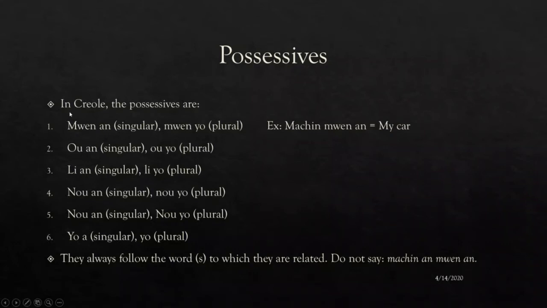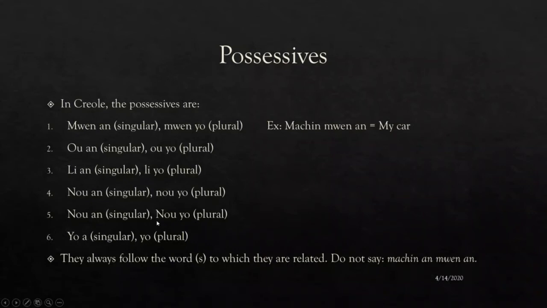Okay. In Creole, the possessive adjectives are moins un, moins un, moins un for singular and moins yo plural. Ou en singular, ou yo plural. Li en singular, li yo plural. No en singular, no yo plural. You are singular, yo plural. Because we can't say that, it doesn't make sense. Remember, the plural is yo.